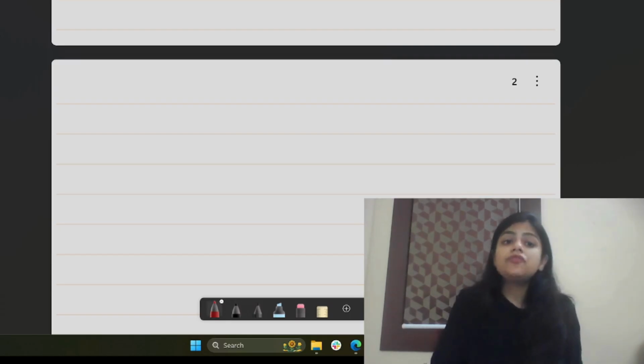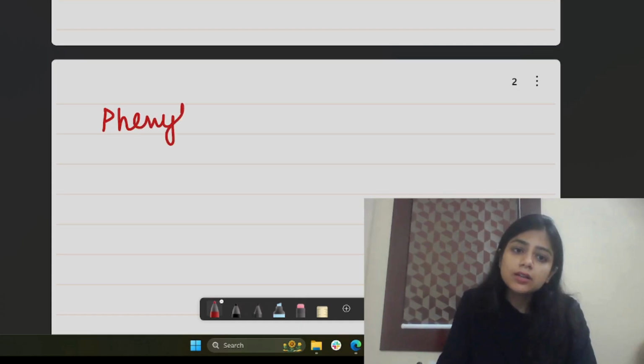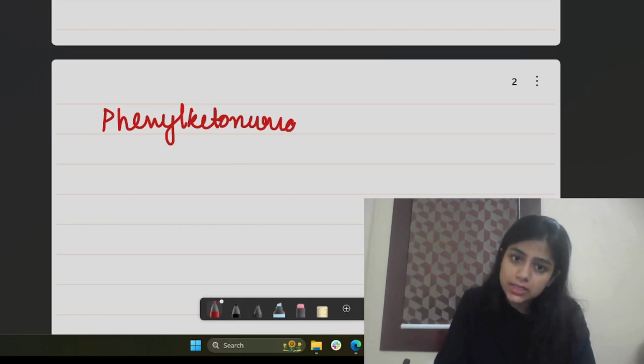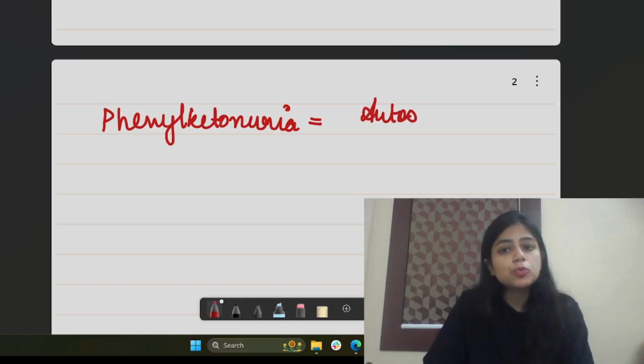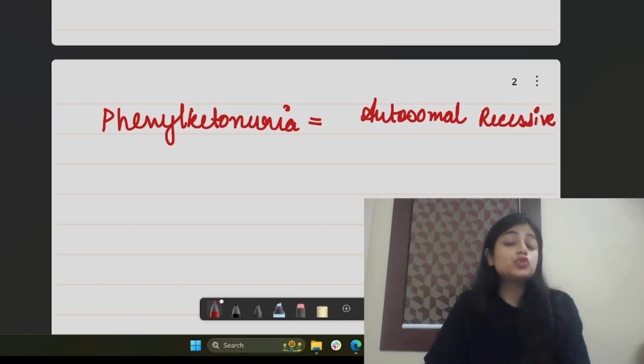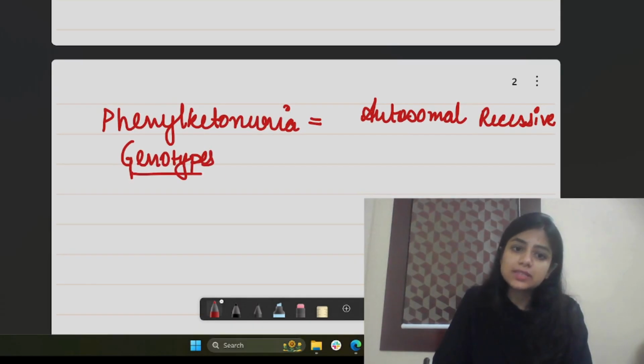Suppose I take the example of phenylketonuria. It is a disease that we consider to be an autosomal recessive disease. So whenever we are talking of autosomal recessive, there are some genotypes related to this type of disease.